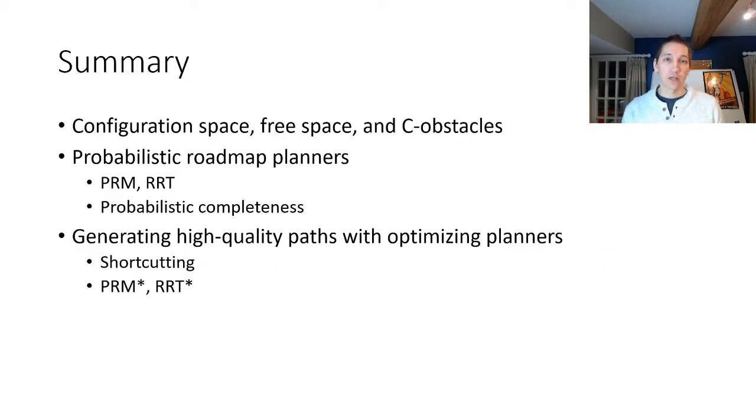So today we're going to be talking about a couple of concepts about motion planning: configuration space, free space, and C obstacles, as well as a certain type of planners called probabilistic roadmap planners, also known as sampling-based planners. In particular, we'll be looking at two techniques called PRM and RRT, and we'll talk about some of the notions of probabilistic completeness. And we'll also talk about some of the aspects of generating higher quality paths using optimizing planners.